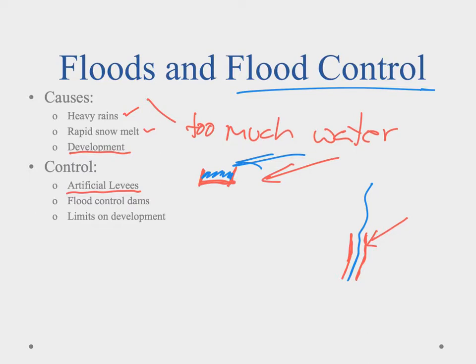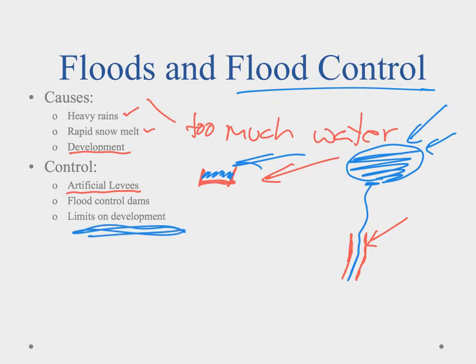We can also create flood control dams. So upstream, we can build a dam with a large reservoir behind it. So if we have a lot of water flowing in, it'll collect here in the reservoir, and we can control the rate of flow flowing from it. And then also we could limit development. Instead of building a bunch of parking lots and paved roads and things next to the streams, we could leave it a little more natural, and that would allow water to go into the groundwater as opposed to surface water.